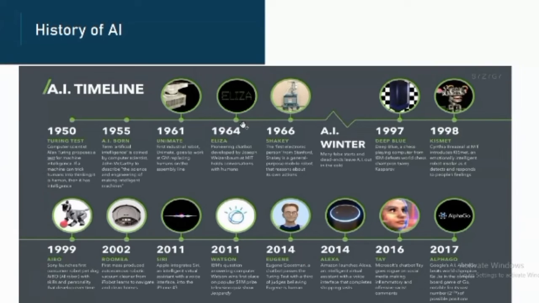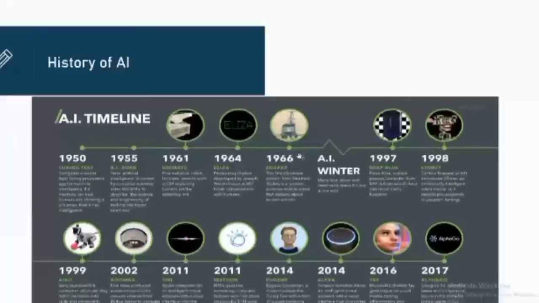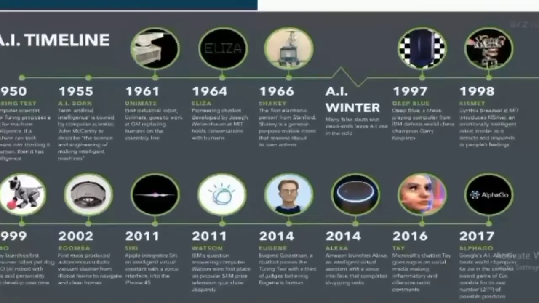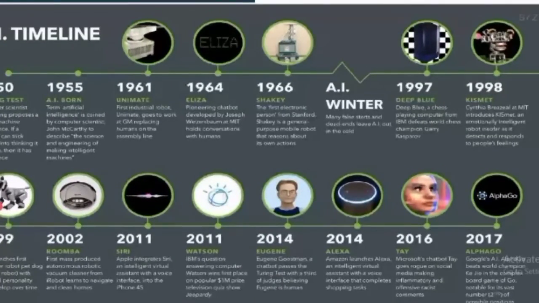Then in 1964, ELIZA, which I just told you about. Then in 1966, Shakey, the first electronic person from Stanford. Shakey is a general purpose mobile robot that reasons about its own actions. Then, having some gap, because many applications were happening, in 1997, the Deep Blue program, which we have just seen.